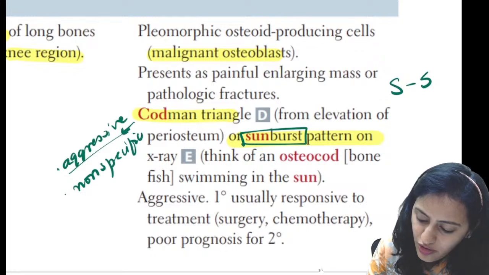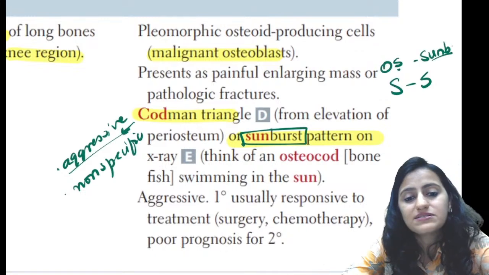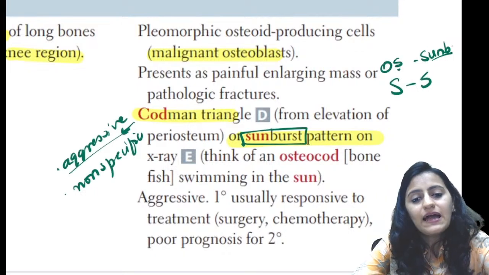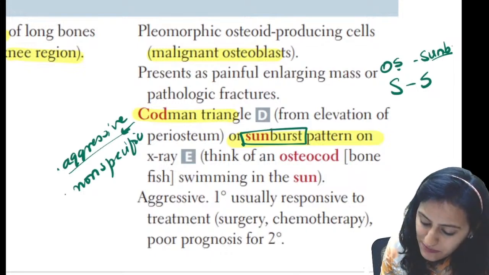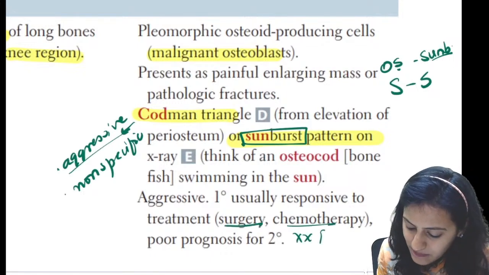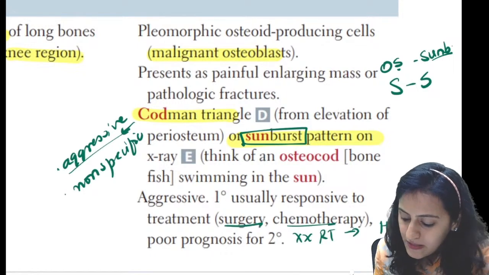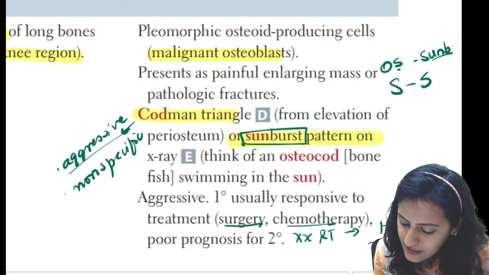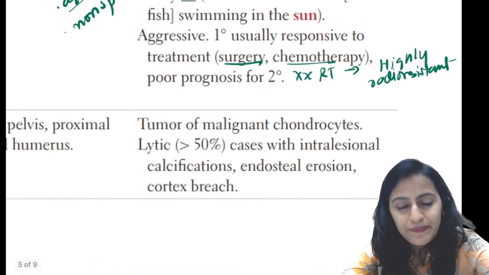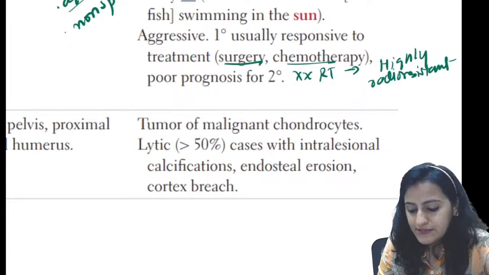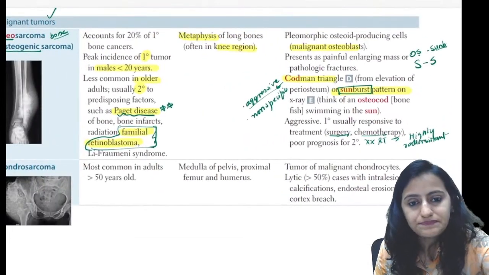So remember, S for S: osteosarcoma, S for S gives the sunburst pattern. Okay, and this is an aggressive tumor, and it is usually responsive to treatment. Remember, surgery or chemotherapy, not radiotherapy, because this is a highly radio-resistant tumor. Okay, this is not radio-sensitive. This is a highly radio-resistant tumor. Okay, clear with everyone? So that is osteosarcoma.